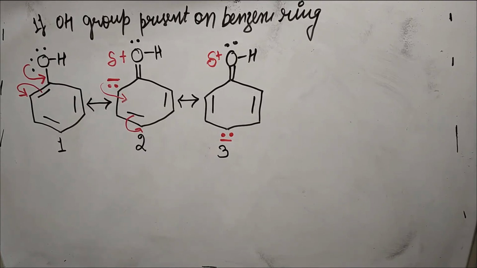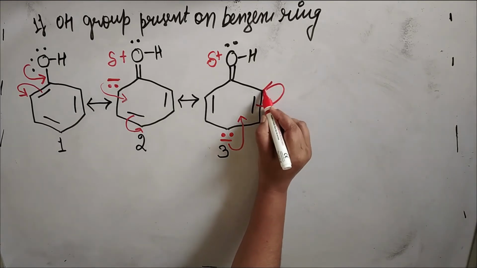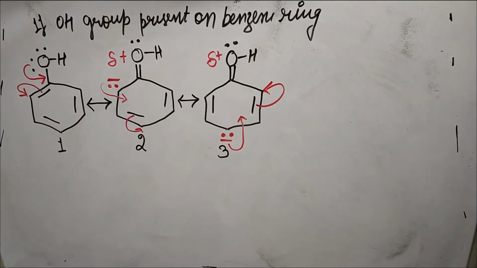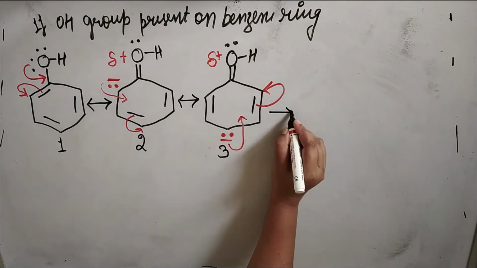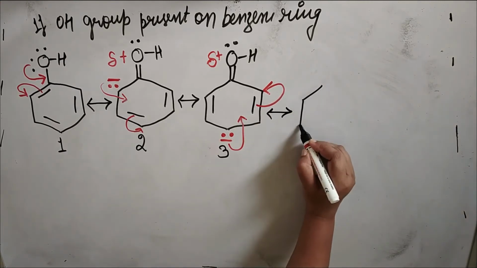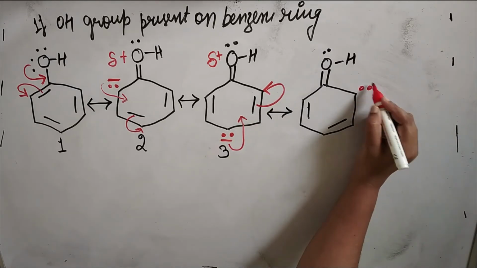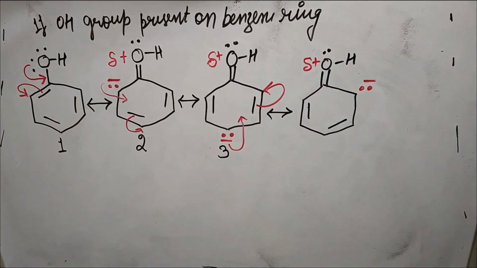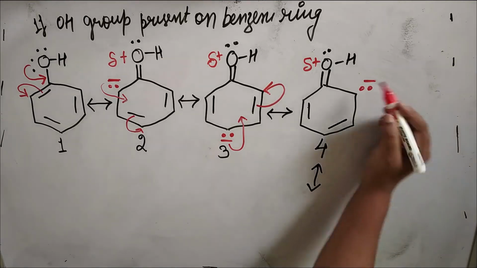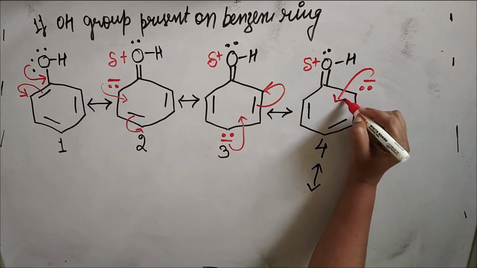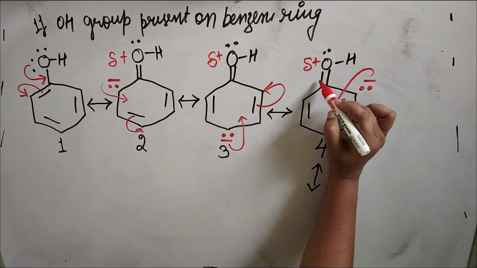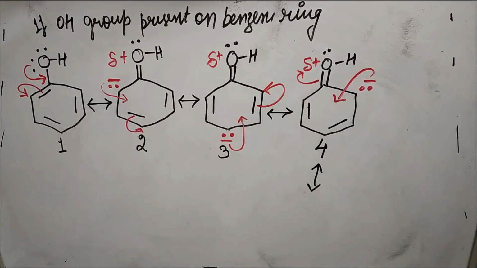Again due to resonance, the shuffling of electrons will take place. So these electrons will move inside the ring and this bond will break and the electrons will go to the ortho position. Let's see the fourth structure. All these structures are forming due to resonance. Because the electrons move here, a negative charge will appear, and a positive charge. This is the fourth structure. Now let's see the fifth structure. Again there is a shuffling of electrons from the fourth: these electrons will move inside the ring and again this bond will break and the electrons will go to the oxygen. So let's see the fifth structure.